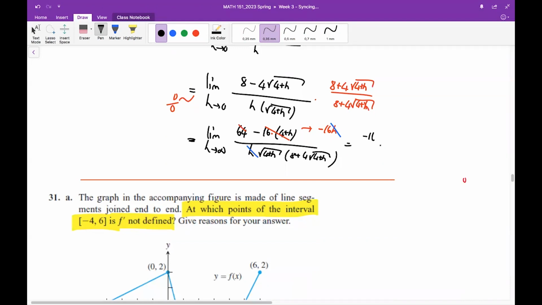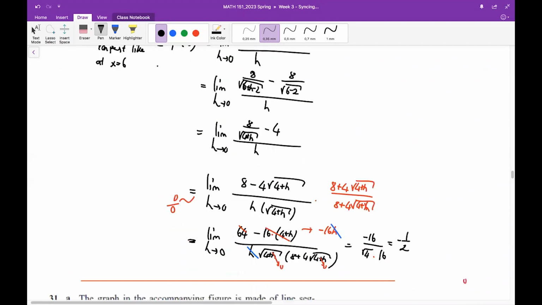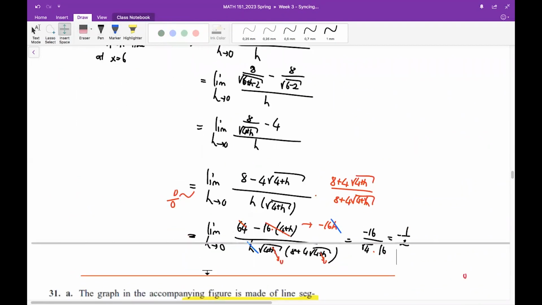You have minus 16 at the numerator. At the denominator, you have square root of 4. Sorry, h goes to 0, so send all the h's to 0. Square root of 4 times, what about this part? 8 plus 8, 16, I guess. So the result is minus 1/2. This is the first derivative evaluated at 6. So it is in fact the slope of the tangent line.